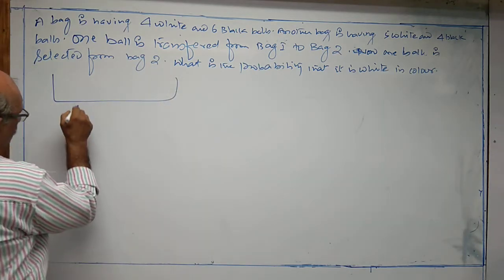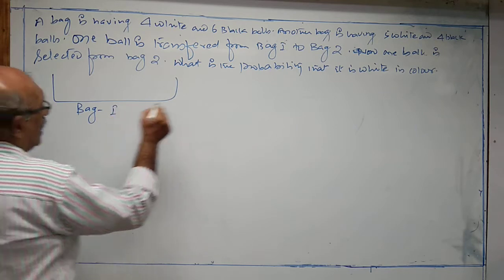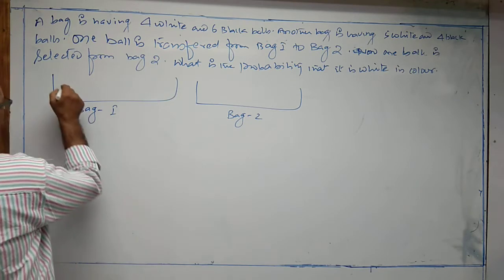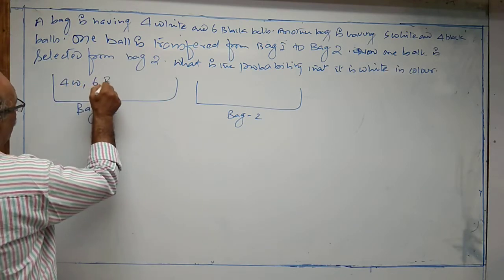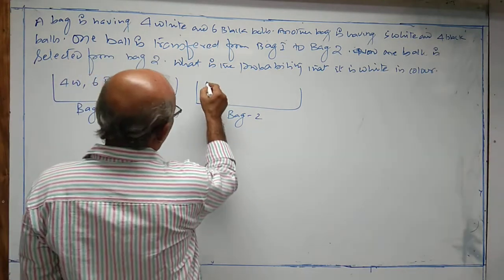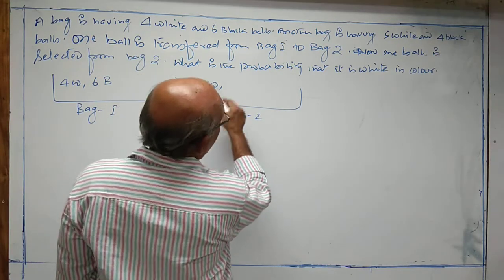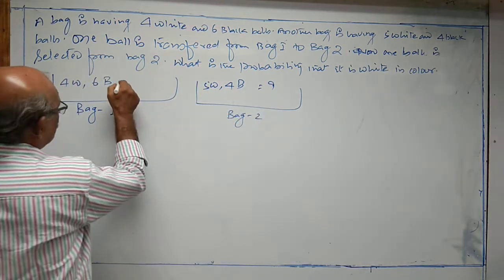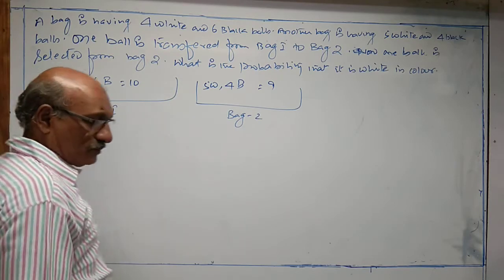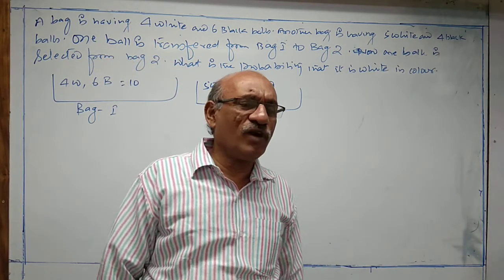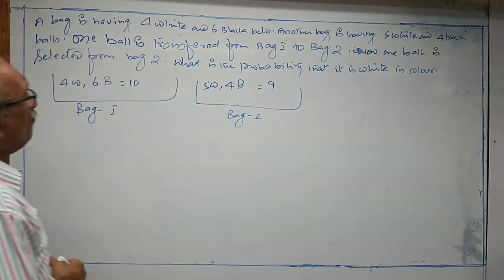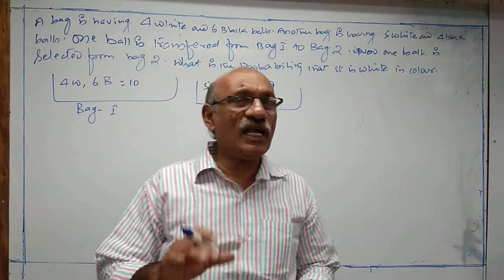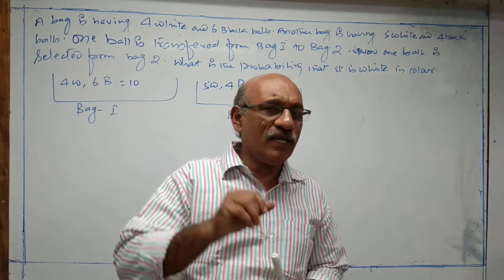This is my bag 1. This is my bag 2. Bag 1 is having 4 white and 6 black balls. Bag 2 is having 5 white and 4 black balls. Here 9 balls it is having, here 10 balls it is having. Now one ball is transferred from B1 to B2. So first time when a ball is transferred from bag 1 to bag 2, which color ball is transferred is not given in the question.